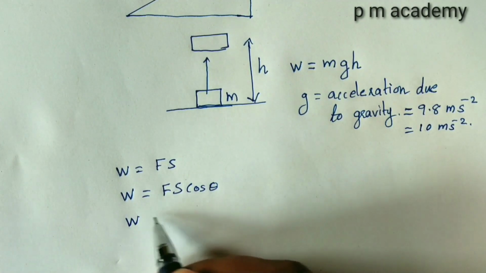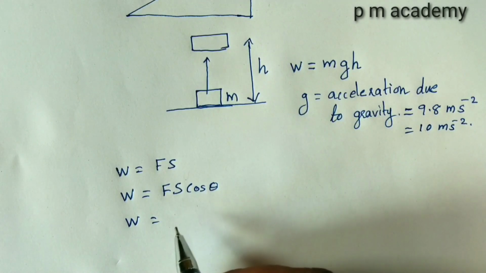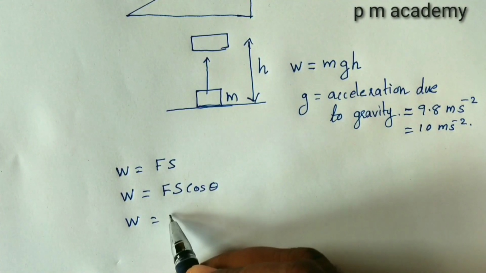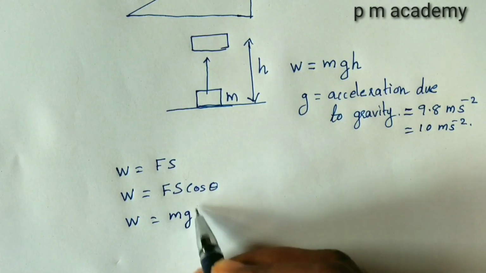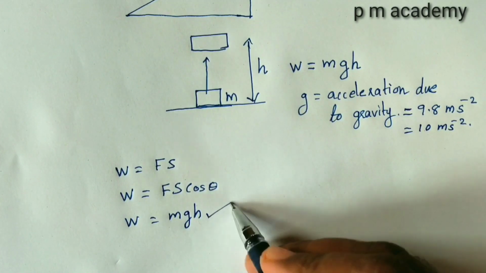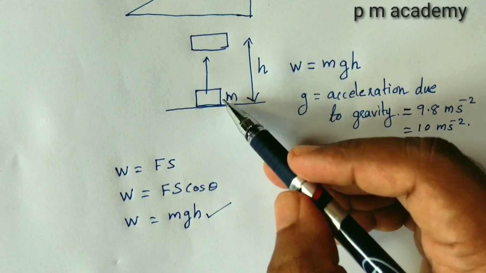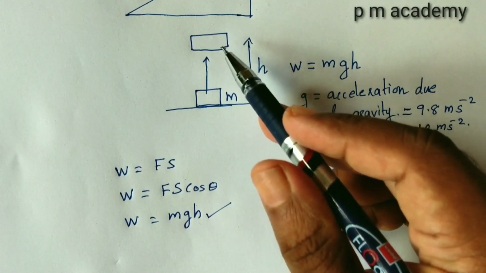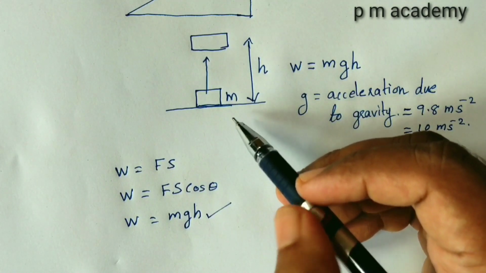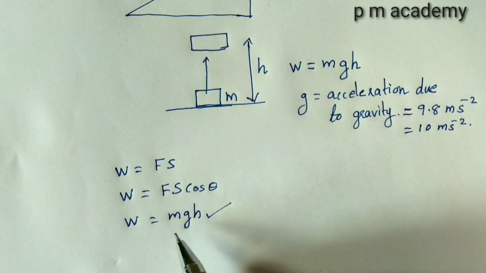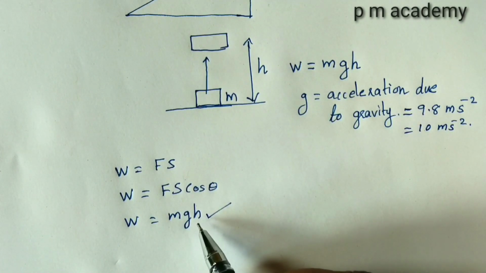And the last formula: if you are raising an object in the upward direction against the gravitational force. Remember the condition, this formula W is equal to mgh is applied only if you are raising an object to a particular height against the gravitational force, the earth's gravitational force. Then only you can use the formula W is equal to mgh.